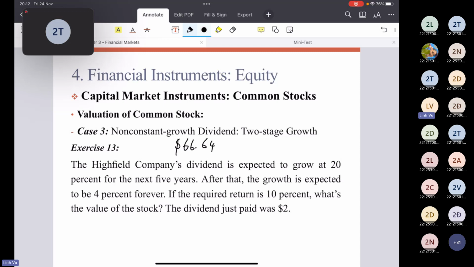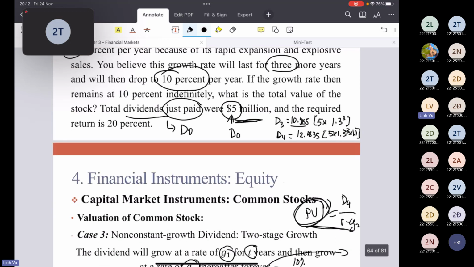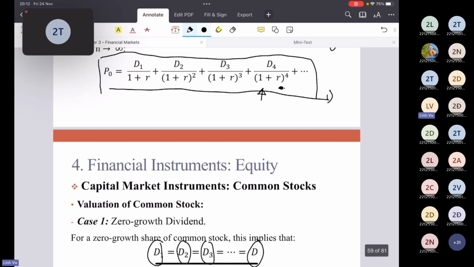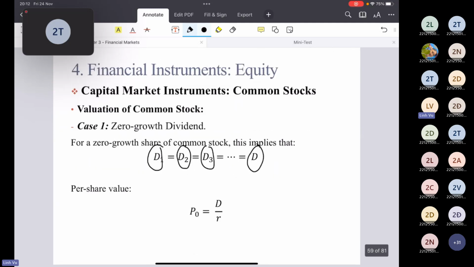So, yep. Let's say in the first case, when we have zero growth dividend, this means that your dividend is equal every year. So in this case, we will apply the formula that PV equals D divided by R.